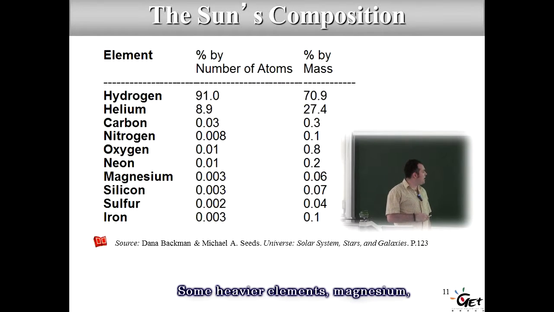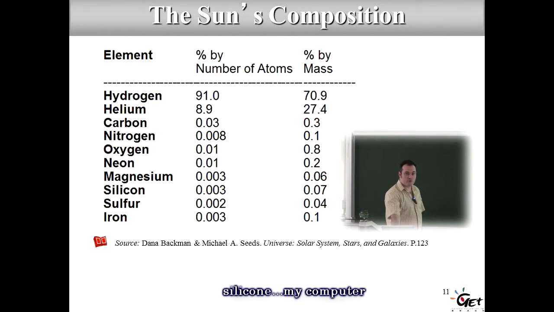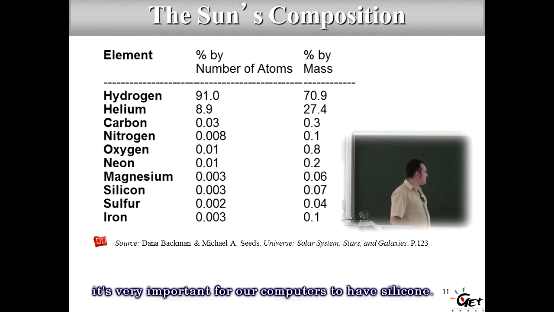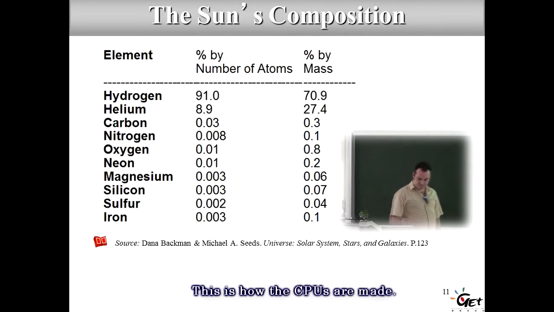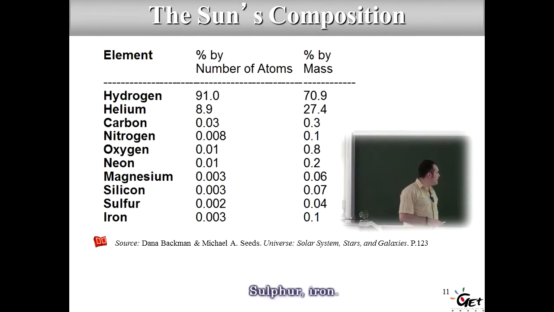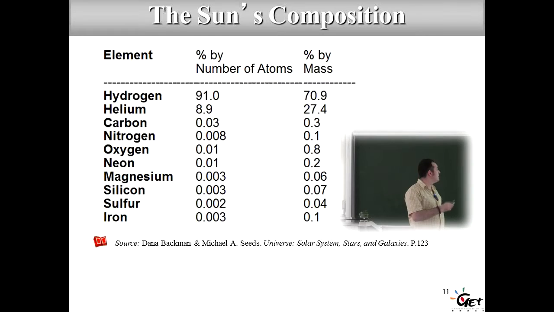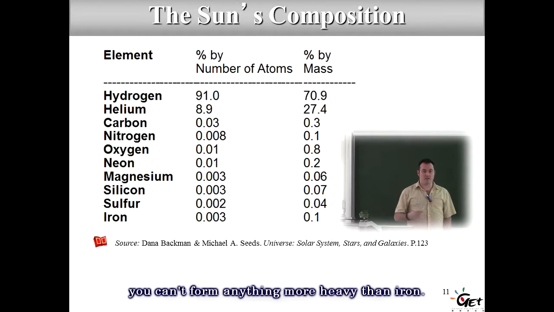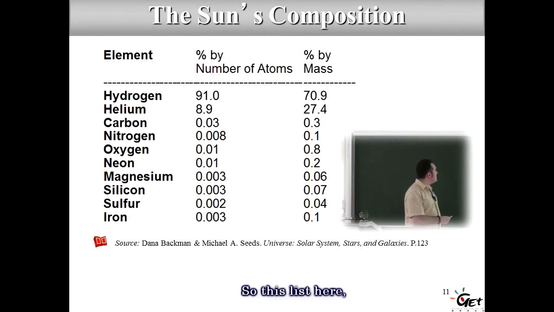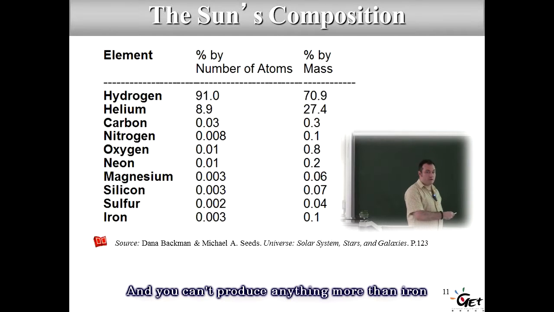Some heavier elements: magnesium, silicon. Silicon, my computer. It's very important for our computers to have silicon. This is what CPUs are made of. Sulfur, iron. Iron is very important as well for industry. And we'll see that in two weeks, but in stars you can't form anything heavier than iron. So the list here stops at iron, and you can't produce anything heavier than iron in stars.